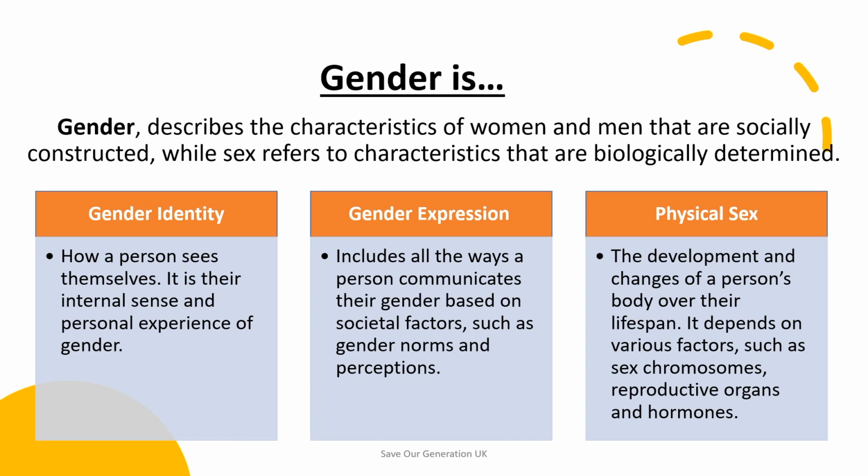These three categories you can see further explain how gender is created and understood. Gender identity is how a person sees themselves. It is their internal sense and personal experience of gender. Gender expression includes all the ways a person communicates their gender based on societal factors such as gender norms and perceptions. Physical sex is the development and changes of a person's body over their lifespan. It depends on various factors such as sex chromosomes, reproductive organs, and hormones.